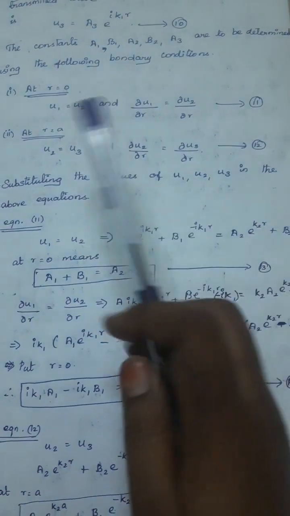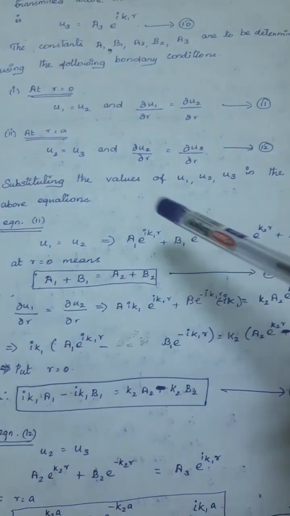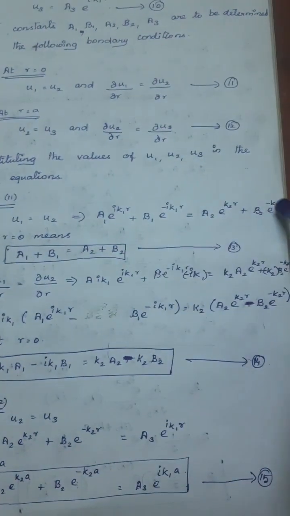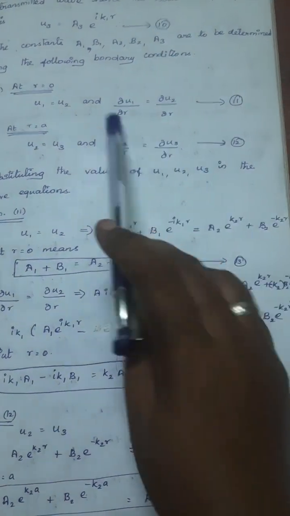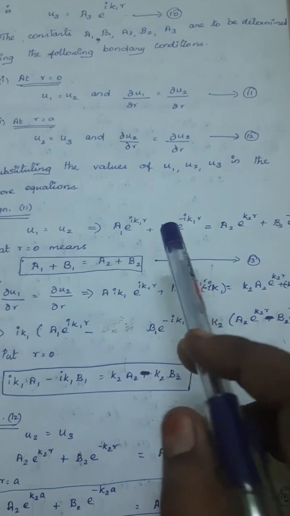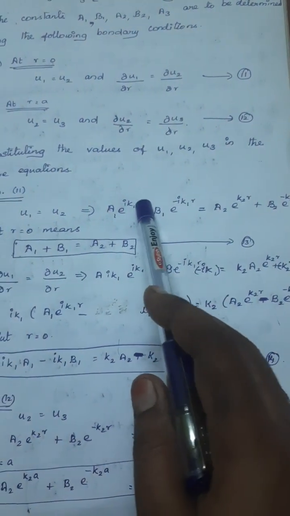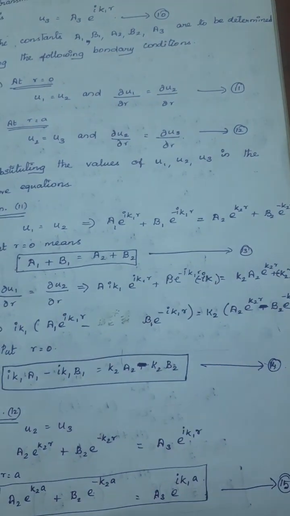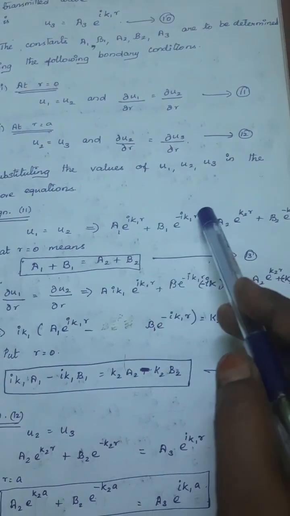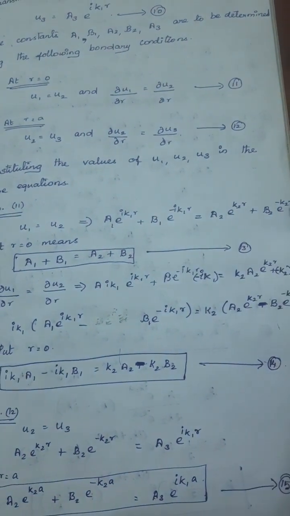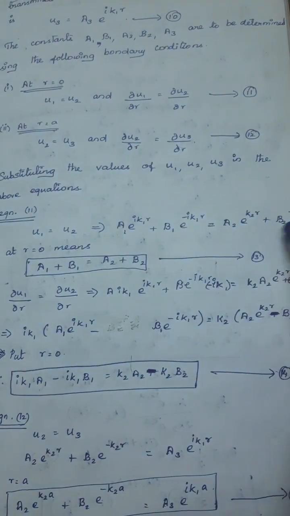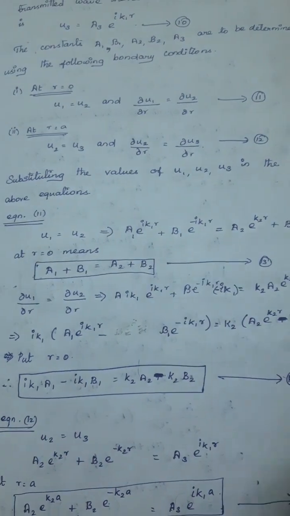First of all, u1 is equal to u2. So the u1 equation is equal to the u2 equation, only for r is equal to 0. Automatically the value of r is replaced by 0. So e power 0, anything power 0 is 1, so each of these terms is 1. So a1 plus b1 is equal to a2 plus b2. We get one equation.